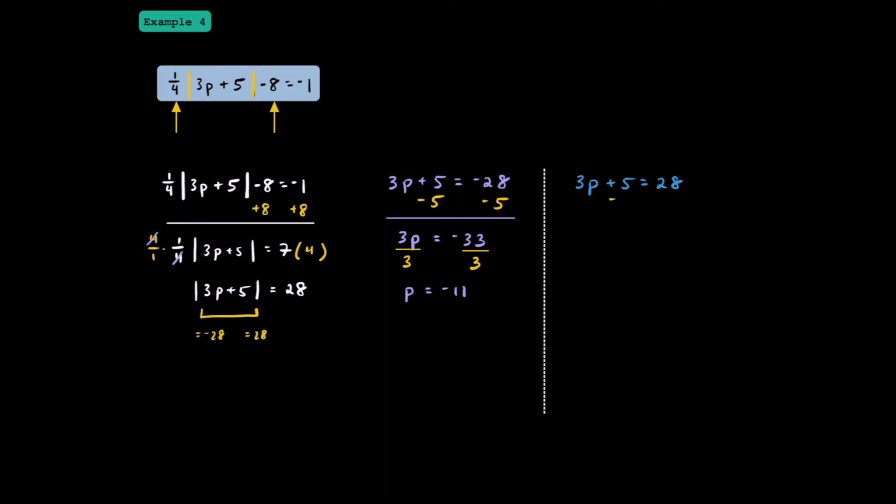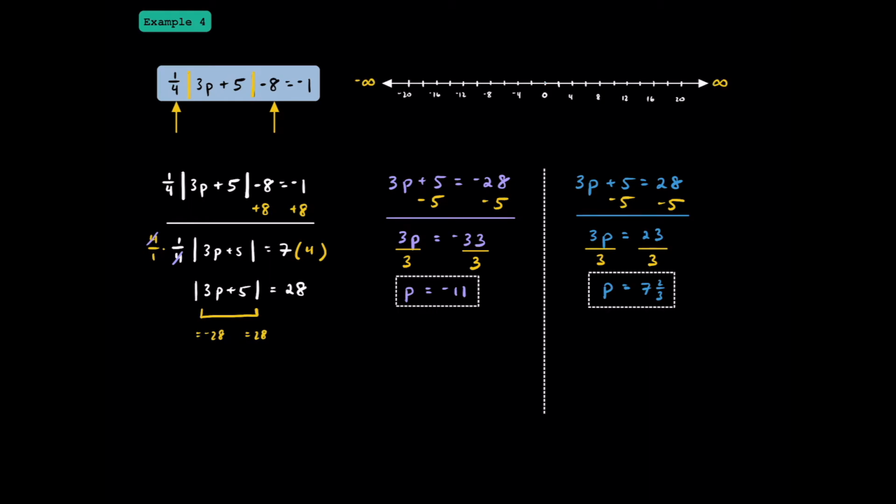For our equation on the right, we're going to subtract 5 from both sides. The positive 5 and negative 5 makes 0, so we have 3p is equal to 23. Dividing both sides by 3 here, we find that p is equal to 7 2/3. These are our two solutions. To graph our two solutions, we'll put a dot here at negative 11 and a dot over here at positive 7 2/3.